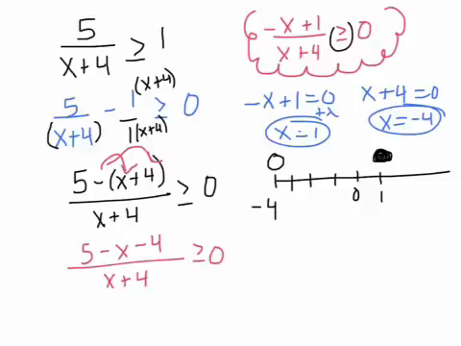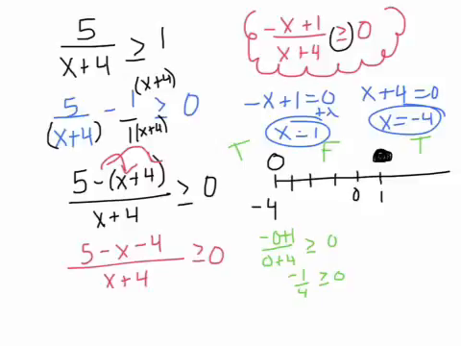We're going to test values. Well, I'm going to start with 0. Negative 0 plus 1 over 0 plus 4, is that greater than or equal to 0? So that's negative 1 over 4 greater than or equal to 0. So that is false, which means just by compound inequality notes that this one has to be true and this one has to be true. They always have to alternate.